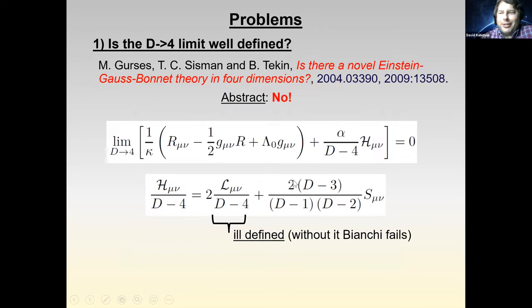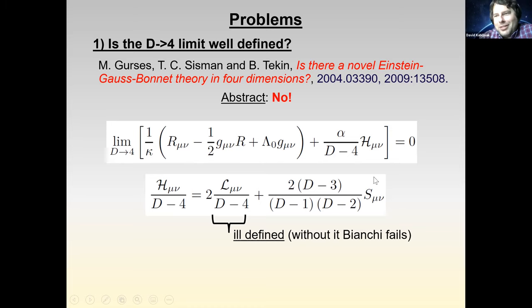Now, this of course has a couple of problems. The main question is: is the limit well defined? It's immediately written in the abstract of this paper that no, and then they explain why. The reason this is not a well-defined limit is that you take the Einstein-Hilbert-Gauss-Bonnet theory and write down the corresponding equations of motion, so these are these parts. This is the correction which comes from the Gauss-Bonnet part. Interestingly, this correction splits into two parts: this part L, and the part S.